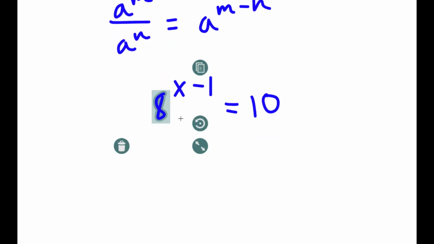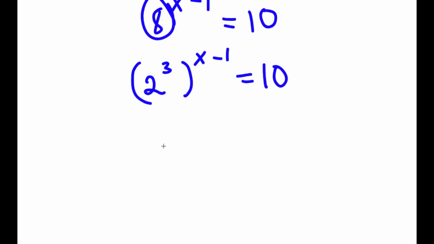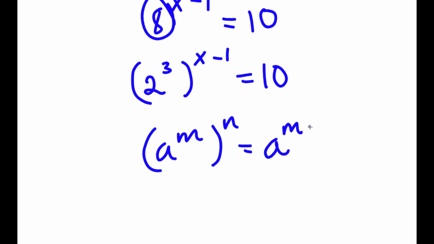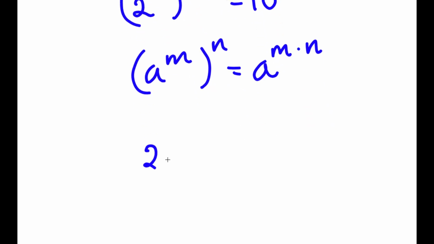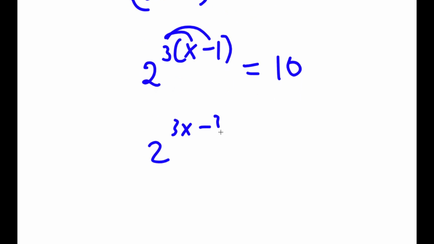Now 8 here is the same thing as 2 to the power of 3. So now I have 2 to the power of 3 to the power of x minus 1 is equal to 10. And if I have something in the form a to the power of m to the power of n, this is equal to a to the power of m times n. So 2 to the power of 3 to the power of x minus 1, that's going to equal 2 to the power of 3 times x minus 1, which is equal to 10. And I can distribute the 3, so I get 2 to the power of 3x minus 3 is equal to 10.